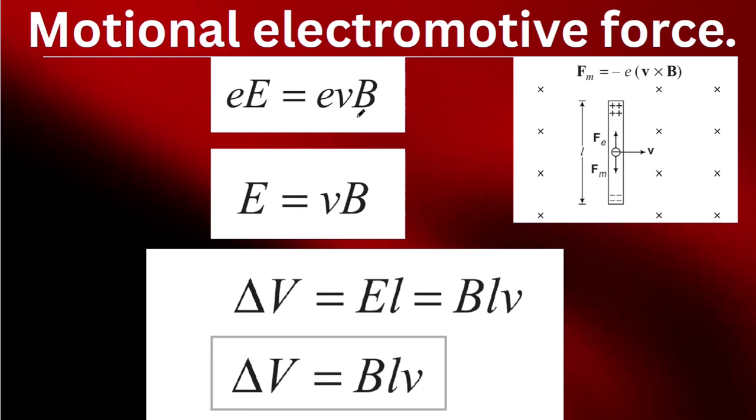Now eE equals evB, so the electric field E equals v multiplied by B, and the potential difference delta V between these two points equals E into L, which equals BLv. So the motional EMF delta V equals BLv, right? So motional EMF delta V equals BLv.